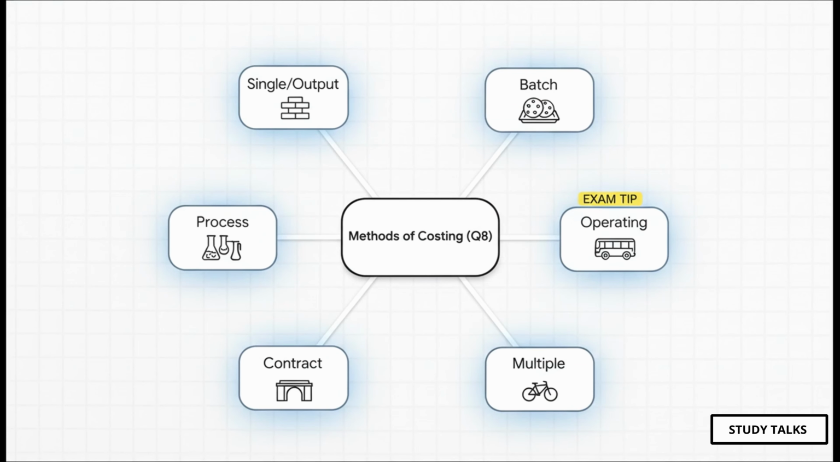And then question 8 is even simpler. It just asks you to list the methods of costing. We've pretty much just covered them. The whole list is single, batch, process, operating, contract, and multiple costing. Just knowing these names and what they're for can grab you some easy theory marks.